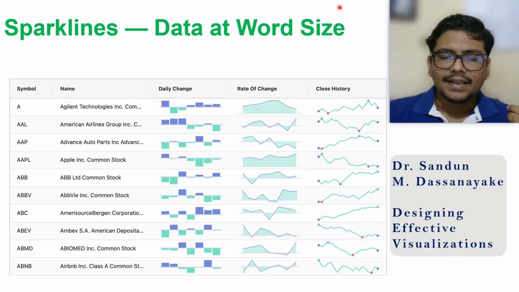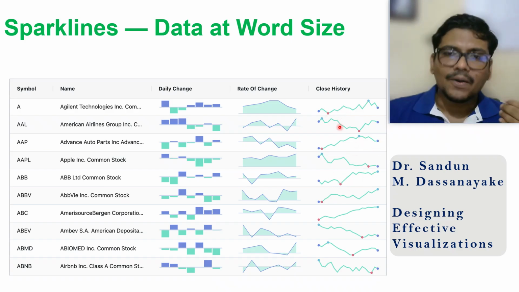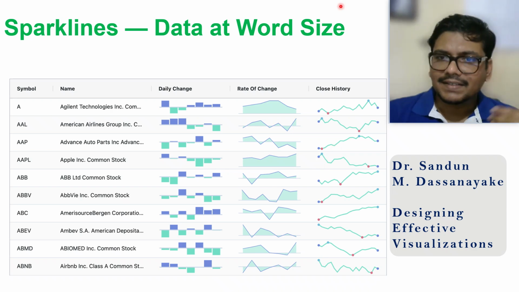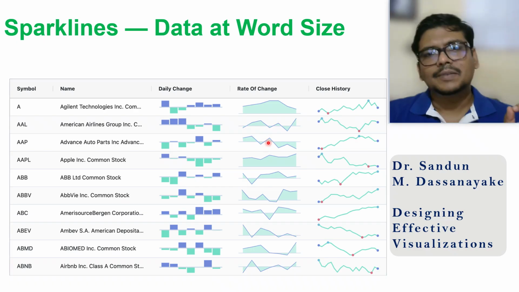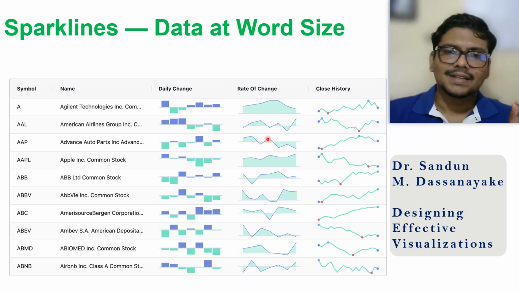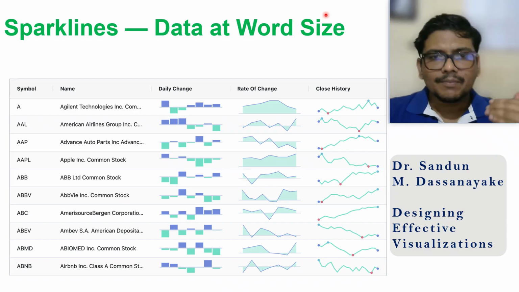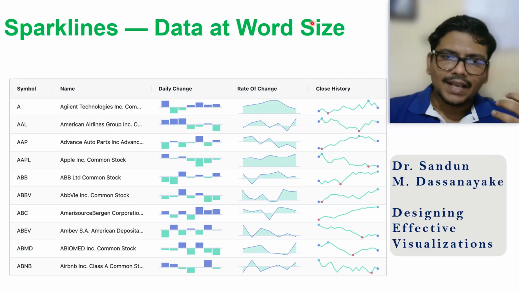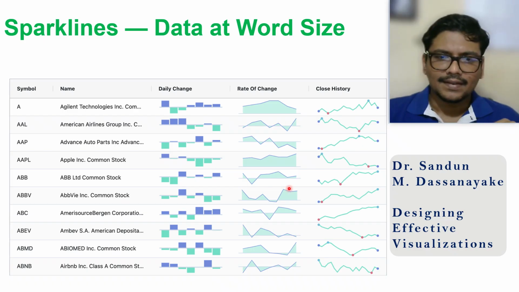Instantly, you can see if it has been climbing steadily, like in this case, bouncing wildly, or gently drifting downward. Spark lines are perfect for dense data tables that need to stay compact but still tell a clear visual story. They beautifully prove that you can have rich analytical insights without sacrificing space. It's a lot of things compacted in very small space.